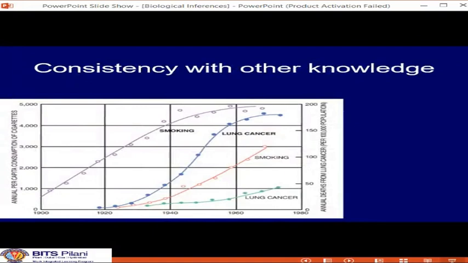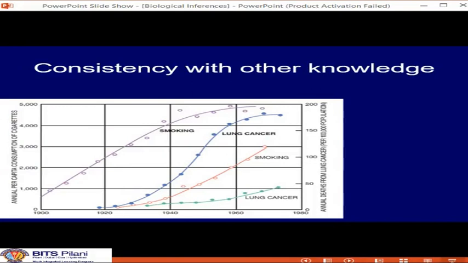In this graph, purple is smoking in men and blue is lung cancer in men. And you can see that as smoking increases in men over time, lung cancer also increases in men. So that's something we're happy about. The red line is smoking in women, and the greenish blue line in the bottom is lung cancer in women.